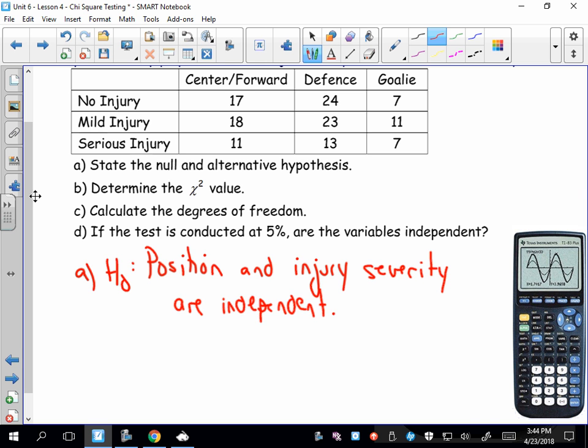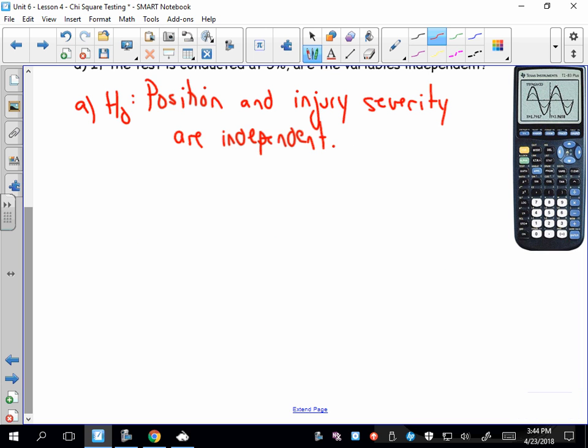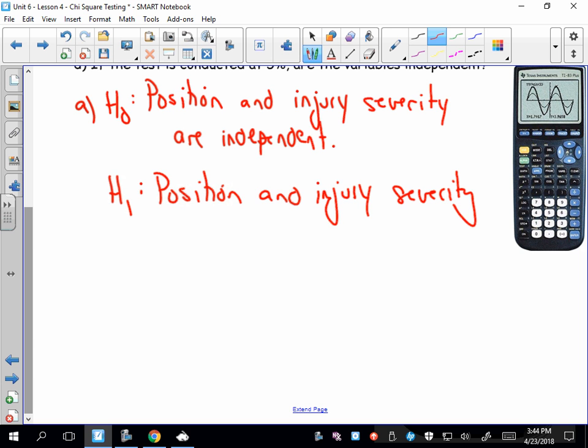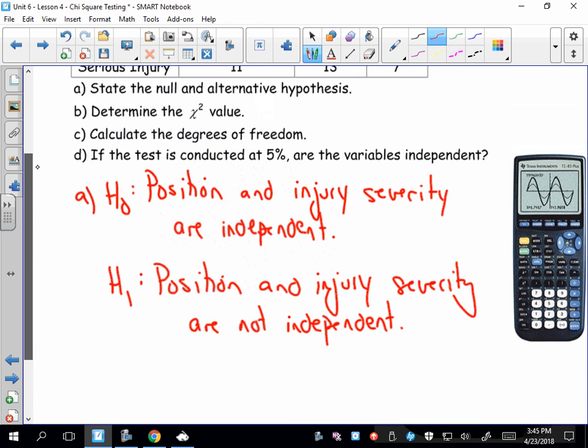Or alternatively, injury and position are not independent. And be careful, we don't want to use the word dependent. That's not necessarily the relationship we're establishing. We're just establishing that there is a relationship, not the kind of it. Okay, so I got to do that part by hand.